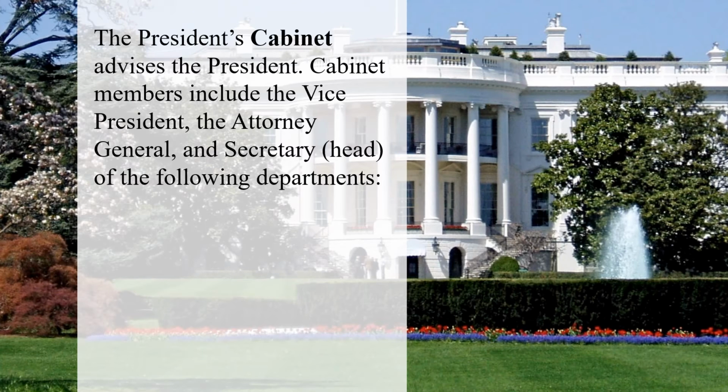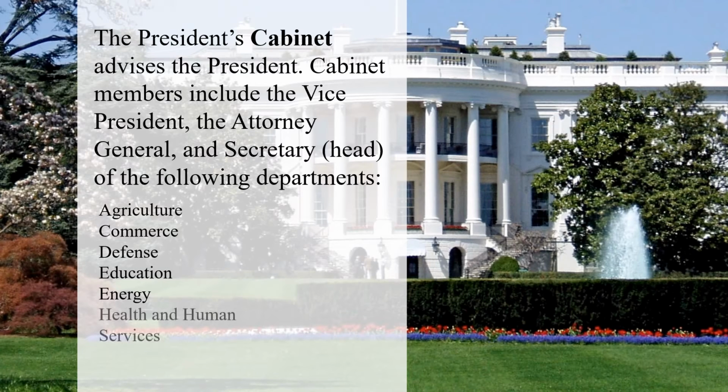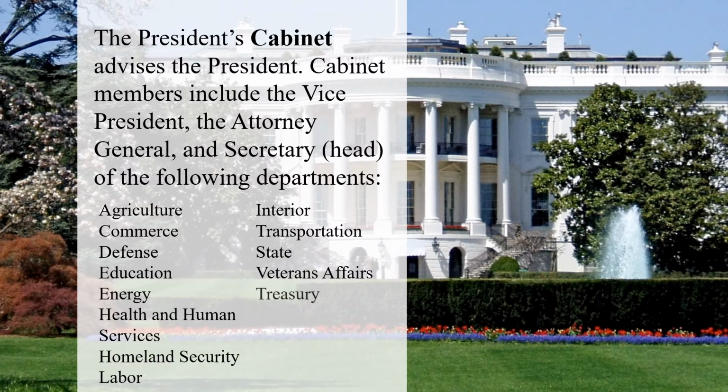The president's cabinet advises the president. Cabinet members include the vice president, the attorney general, and the secretary or head of the following departments: agriculture, commerce, defense, education, energy, health and human services, homeland security, labor, interior, transportation, state, veterans affairs, treasury, justice, housing and urban development.